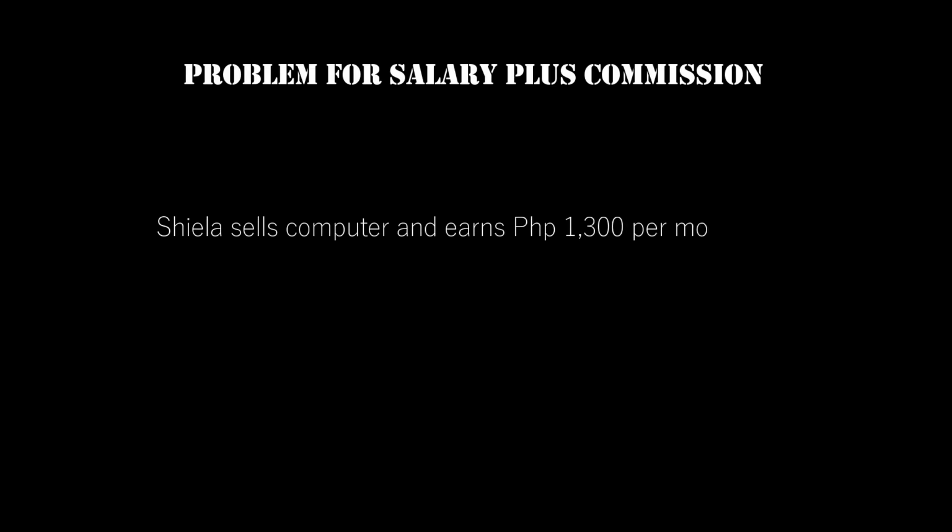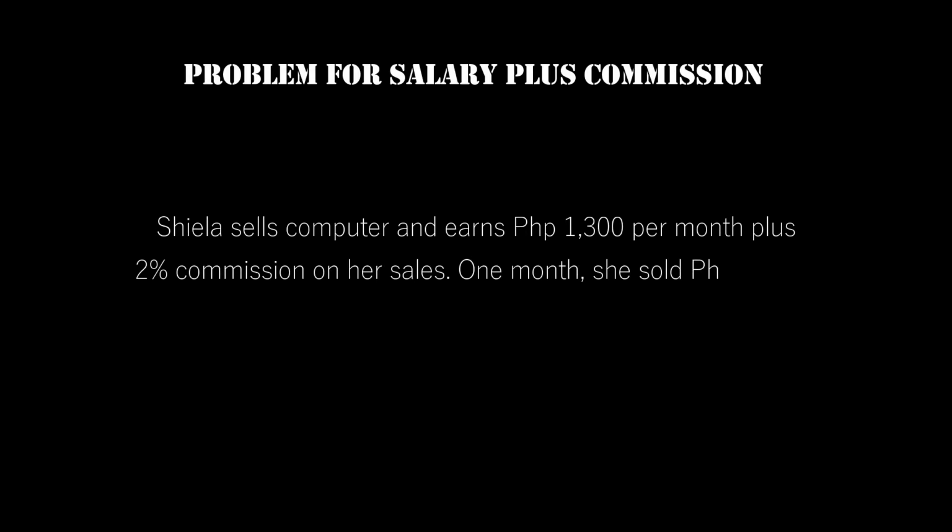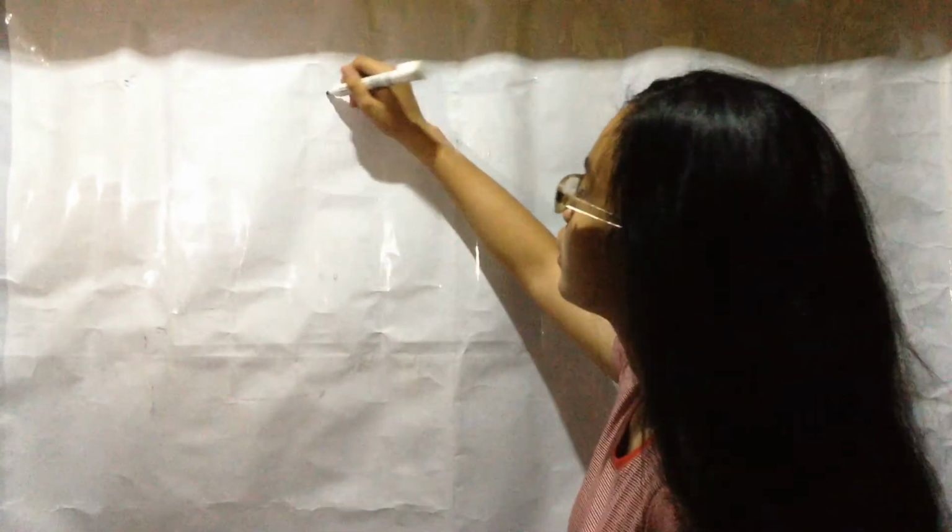Let's have an example of salary plus commission. Sheila sells computer and earns 1,300 per month, plus 2% commission on his sales. 1 month, she sold 35,000 worth of product. Determine her pay. So here's the solution of salary plus commission.